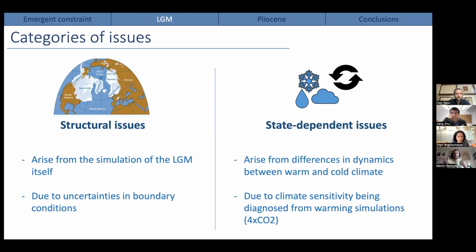And here the main problem is that climate sensitivity, as it is currently, is mostly diagnosed from warm simulations. So typically you do a 4xCO2 simulation, and then you try to compare that to the cold temperature of the LGM, where climate feedbacks probably behave in a different way, as has also been shown now in the IPCC.